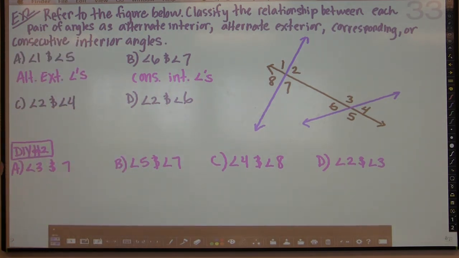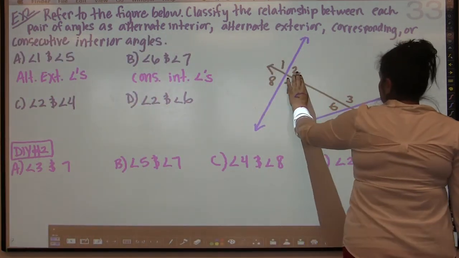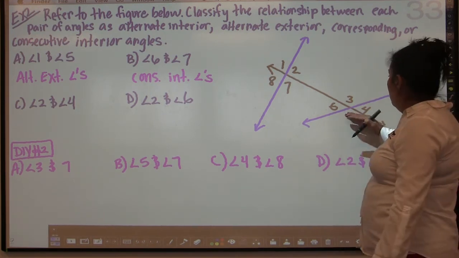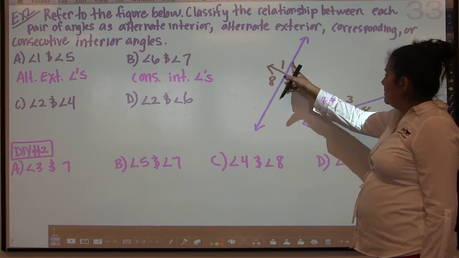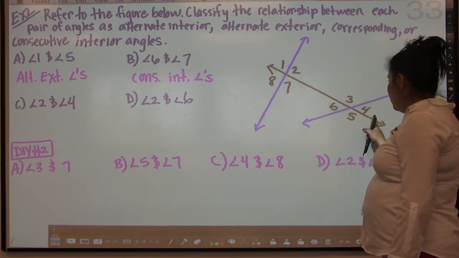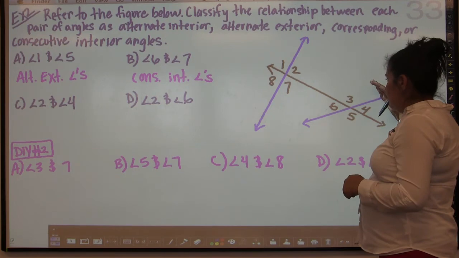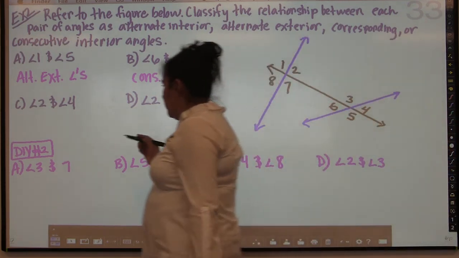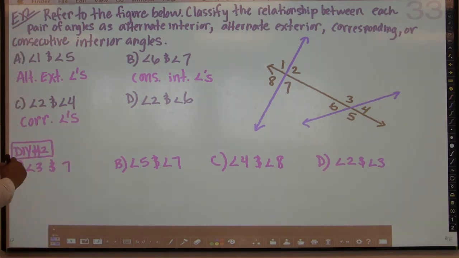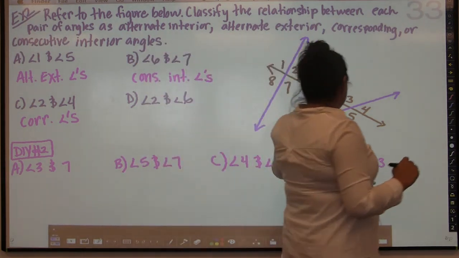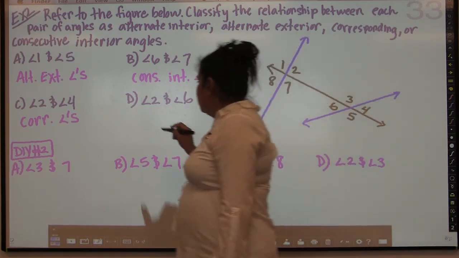Alrighty. And then we have angles 2 and 4. And so angle 2 and angle 4, one is on the interior, one is on the exterior, but they're both on the same side of the transversal. And so we have that 2 is below this line, 4 is below this line. So because they're both below their respective lines, and they're both on the same side of the transversal, these would be corresponding angles. Okay, and then we have 2 and 6. And both angle 2 and 6 are interior, but they are on opposite sides of the transversal, so they would be alternate interior angles.